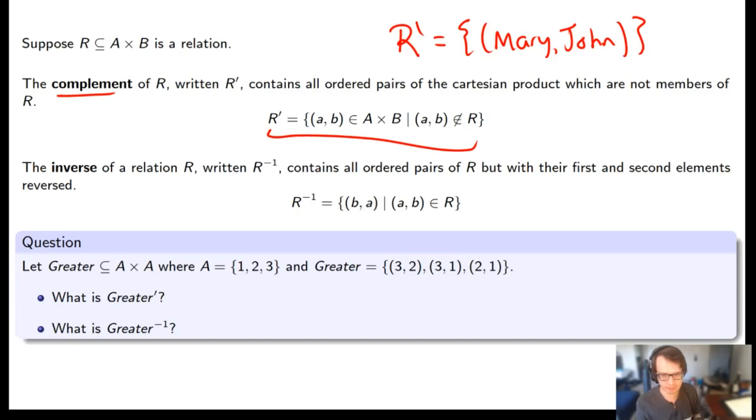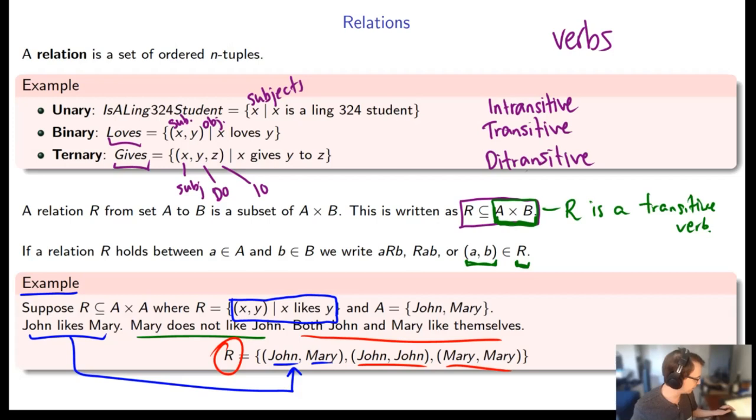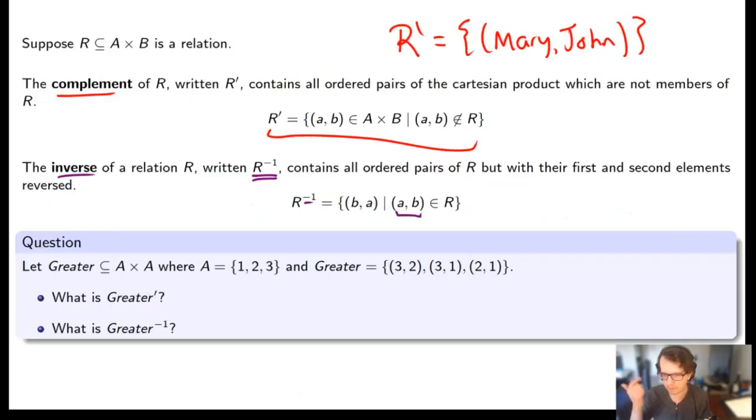The inverse is a new operator that we see for relations. The inverse is written with a little negative one on top, as you can see here. And basically what the inverse does is it takes all of the pairs, AB, and it just flips the order of them. So if you have AB in the original relation, then in the inverse, they're all BA. So for example, if we have John, Mary, in R, then in our inverse, we would have Mary, John. If we have John, John, in R, then in our inverse, we would have John, John. So it's trivial in that case, because when we flip them, they're the same. But the inverse just flips the pair.